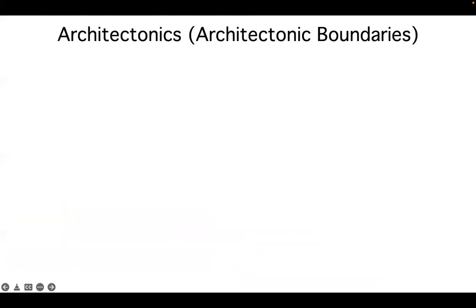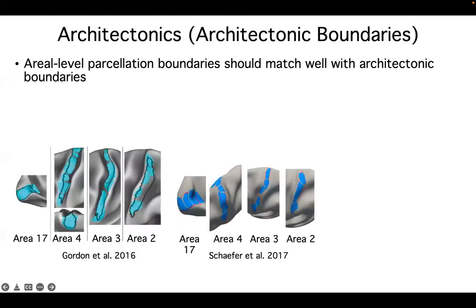To evaluate architectonics, we can look at the histological alignment. Here we can see that both the Gordon and the Schaefer parcellations have a good alignment with early sensory and late modal areas. We can align the parcellation boundaries with the architectonic boundaries to assess the parcellation quality.